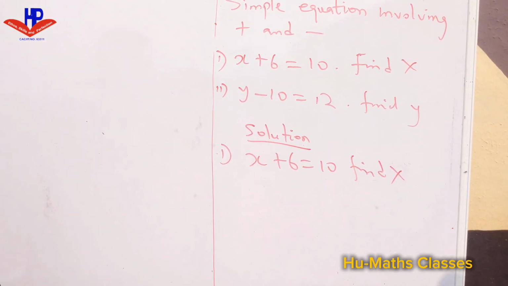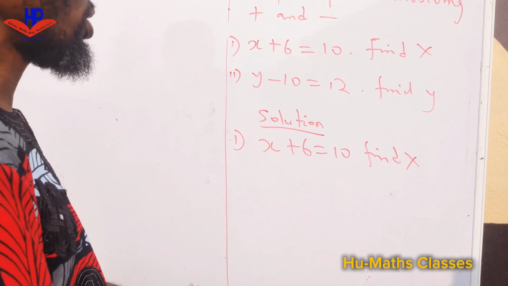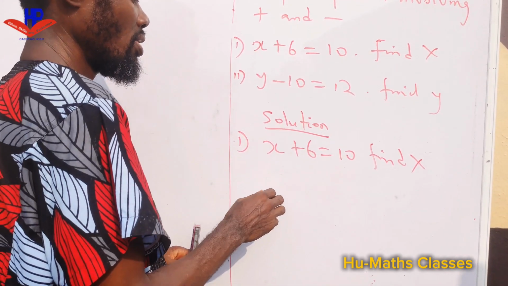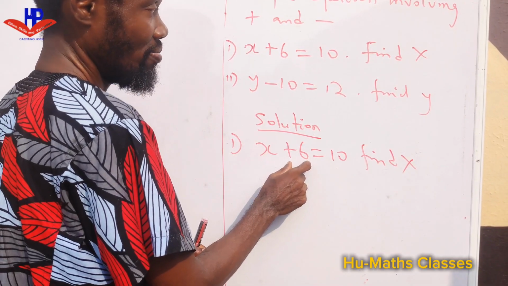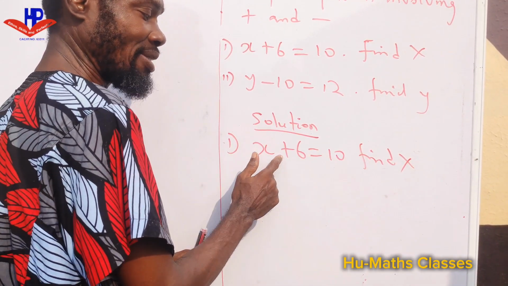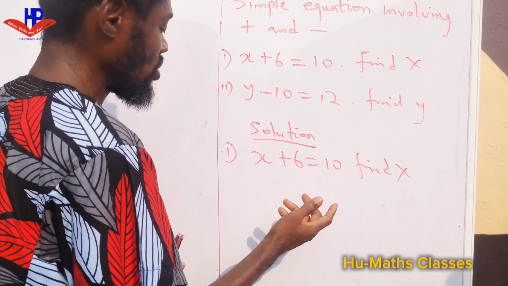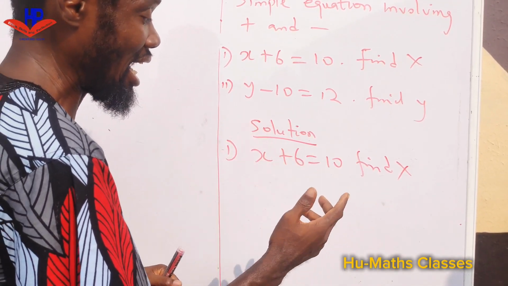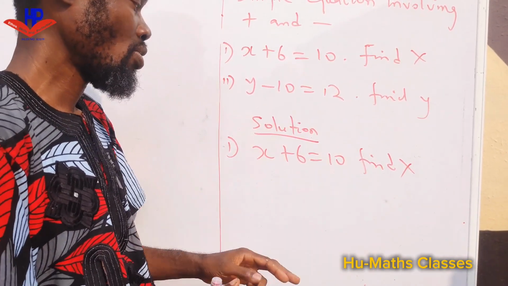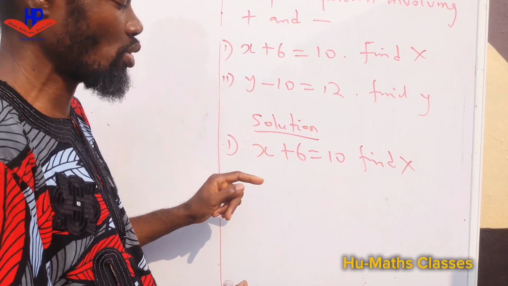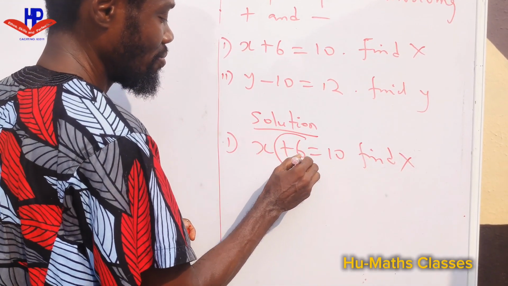Now, you notice that x is on the left hand side of the equation, and it has a barrier, and that barrier is plus 6. Because we are asked to find x, not to find x plus 6. So we must remove this plus 6 to the other part of the equation where all the numbers are, so that x can stand alone because we are looking for x. We are not to find x plus 6, but x alone, and x has a barrier. This is a barrier, plus 6.